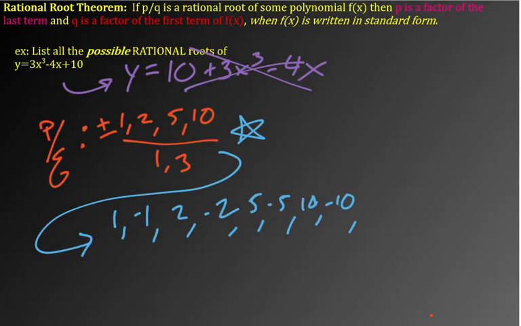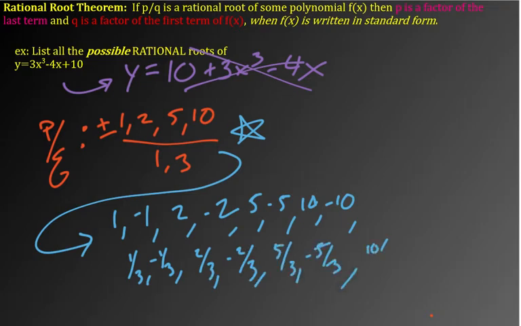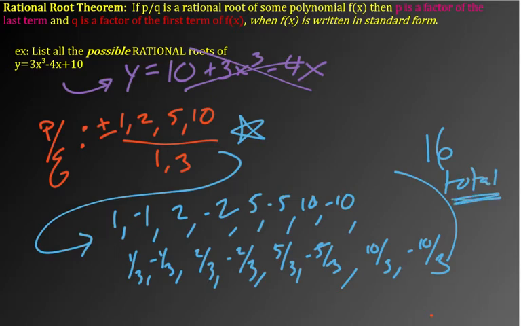And there's 8 here, and that's just putting these over 1. Then you could put all these over 3, and so you get another 8. So you could have a third or negative a third. You could have 2/3 or negative 2/3. You could have 5/3 or negative 5/3, and last 10/3 or negative 10/3. And so there's 16 total, and these are just possible roots, right?